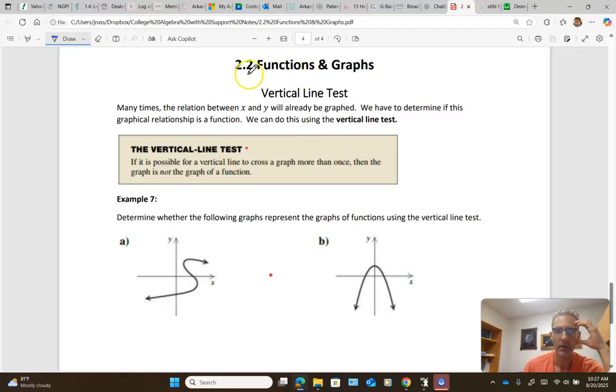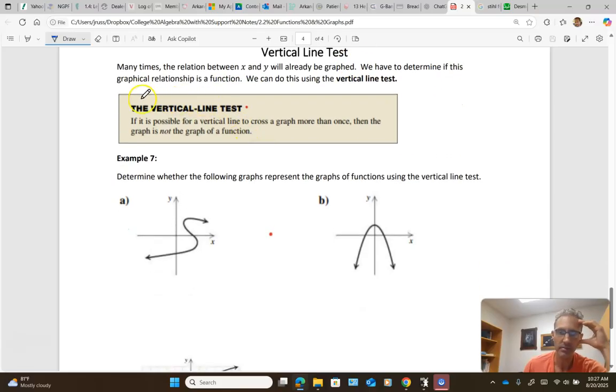Okay. One easy way to do this is by using what's called the vertical line test. So what has to happen, guys, is for each value of x, there can only be one corresponding value of y. We don't care what the value of y is. But if there are ever two values of y, then that relationship would not be a function. And so the vertical line test is an easy way to figure that out.